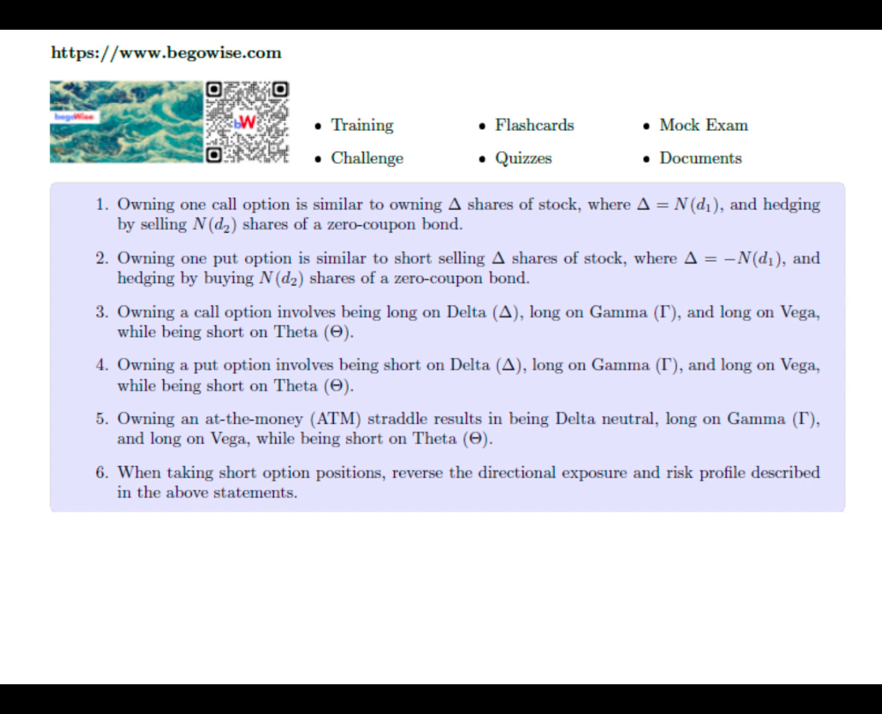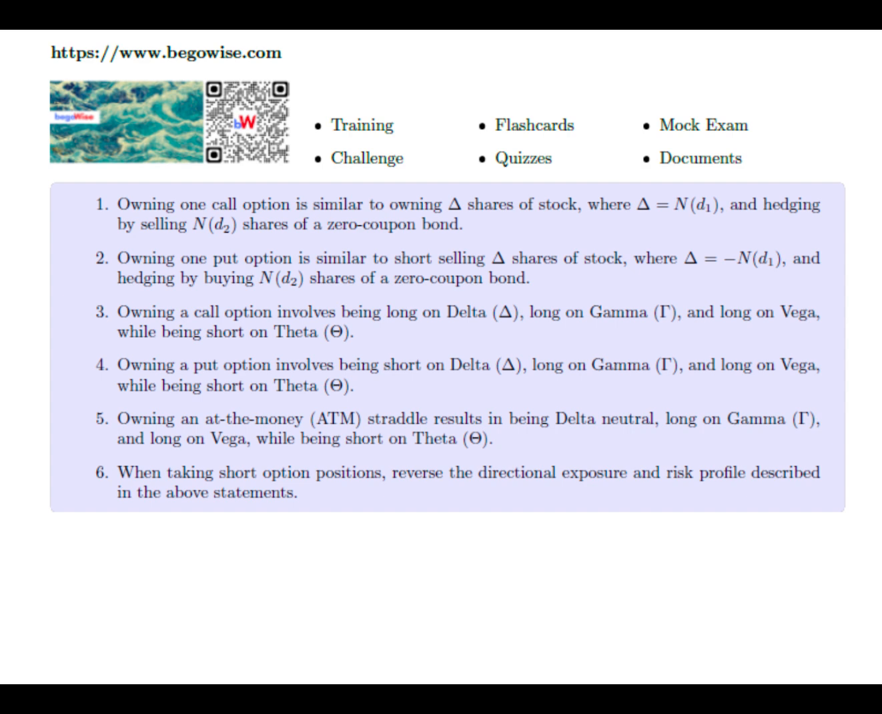3. Being long on a call option. When you own a call option, you're in a favorable position with several things. Delta: you benefit when the stock price goes up. Gamma: this shows how delta changes as the stock price moves, and you're also benefiting from this. Vega: this tells us how much you gain if there's more volatility in the stock price. Theta: however, you're at a disadvantage here because theta represents the time decay of the option's value as it gets closer to expiration.